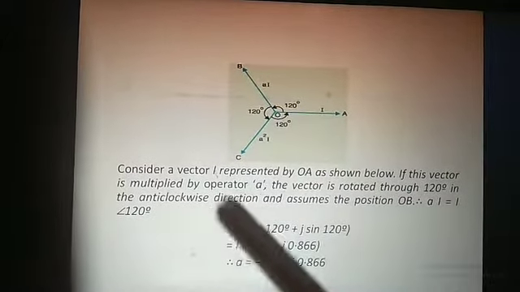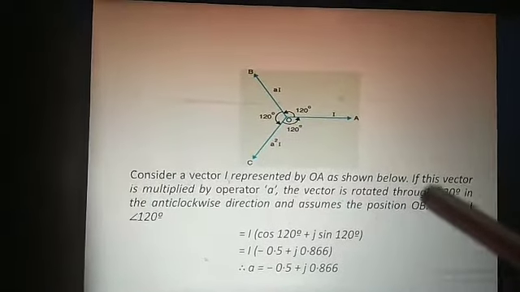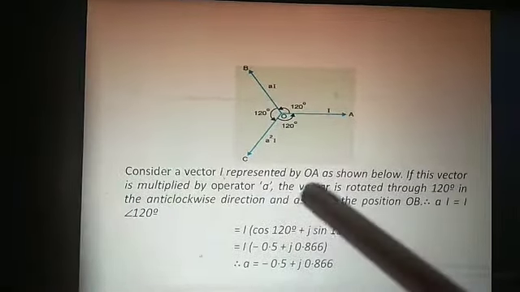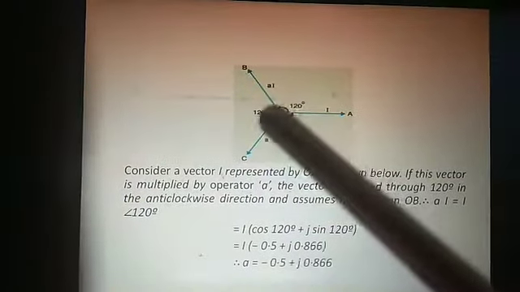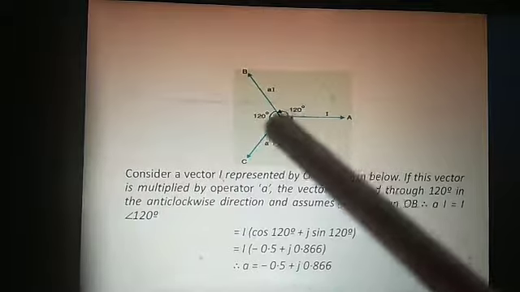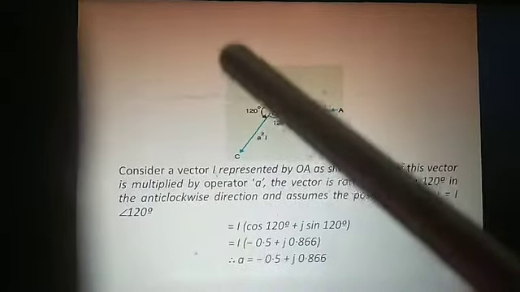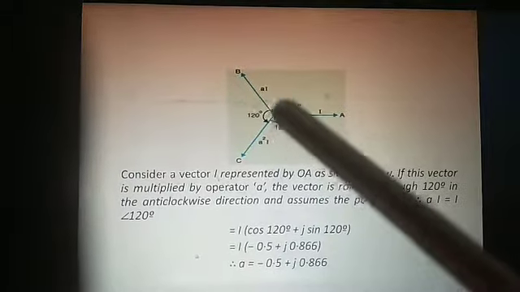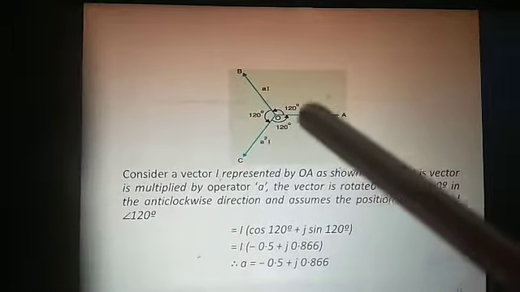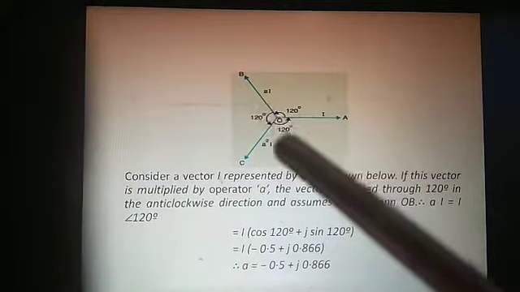If the vector is multiplied by operator A, the vector is rotated through 120 degrees in the anticlockwise direction. So if we multiply A with this, then the OA vector, or I current phasor, will rotate 120 degrees along the anticlockwise direction. That means if we multiply I by A, it will rotate anticlockwise 120 degrees.